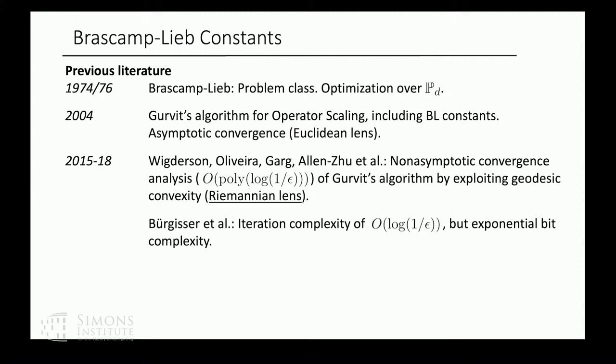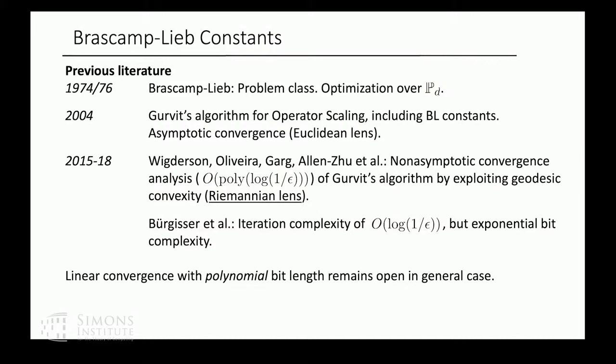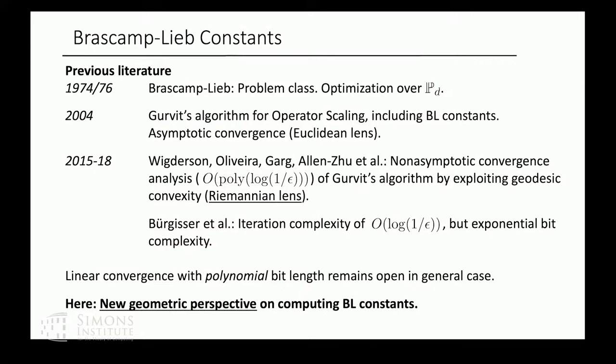The results that you get from that analysis and then from some improved analysis that came out more recently are that the iteration complexity is logarithmic, on the order of log 1 over epsilon. It's conjectured that it's overall a linear convergence, so an efficient algorithm. The current best results still have an exponential dependency on the bit complexity, the size of the Brascamp-Lieb datum. So this is still an open problem. Linear convergence with polynomial bit length is still open in the general case. We're also not solving that here, but what we want to do is to give a new geometric perspective on this problem using some of the tools and the CCCP analysis that we talked about earlier in the talk.